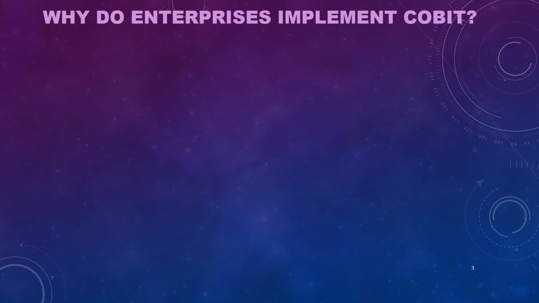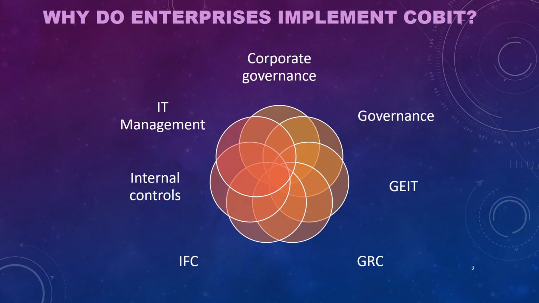Why do enterprises implement IT? This slide gives you a quick overview of the different purposes for which COBIT could be used. An enterprise may use COBIT for implementing and enhancing corporate governance, or for implementing governance of enterprise IT, or from the perspective of GRC, governance, risk and compliance. COBIT can also be used for implementing or improving internal financial controls and internal controls. It can also be used at a macro level at any level or aspect of IT management.